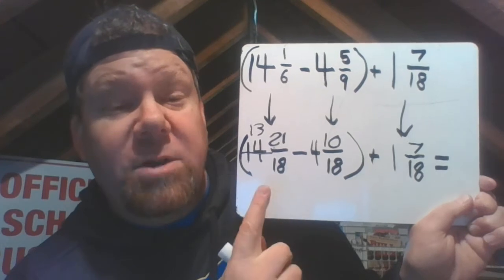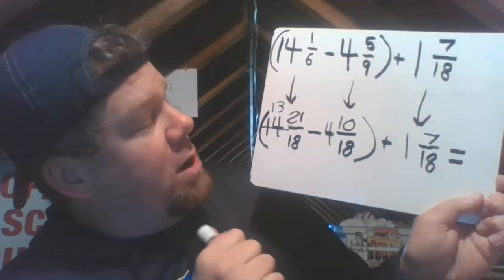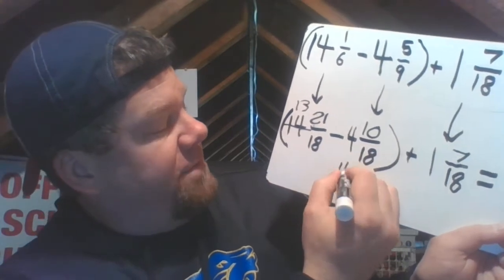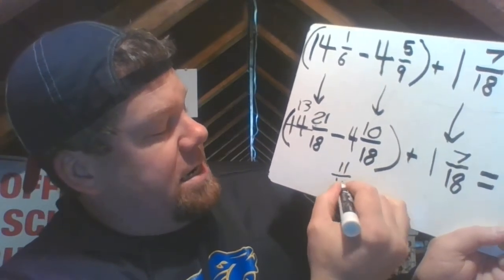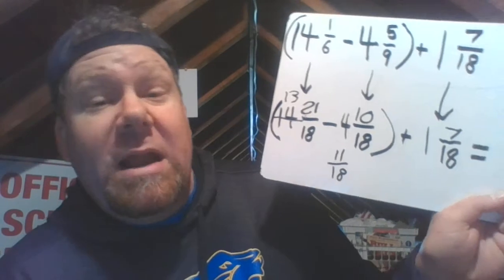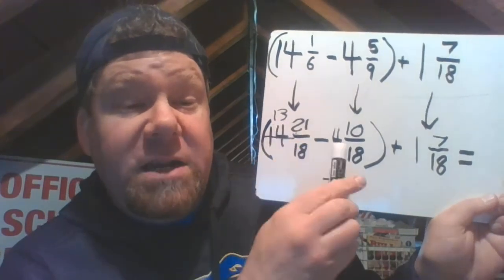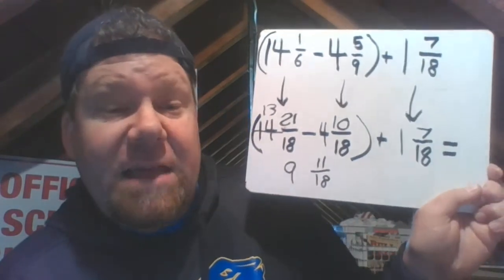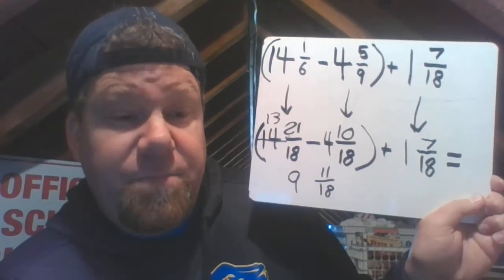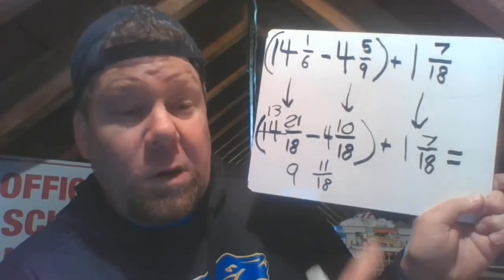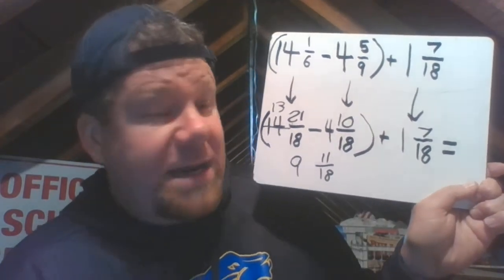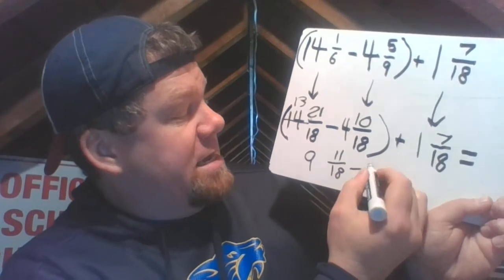Okay, so I'm going to look at the fraction here. 21/18 minus 10/18 would be 11/18. And then I'm going to look at my whole number, 13 minus 4, that is 9. So I have 9 and 11/18. Now, am I done? No, because we still have the other mixed fraction, plus 1 and 7/18.